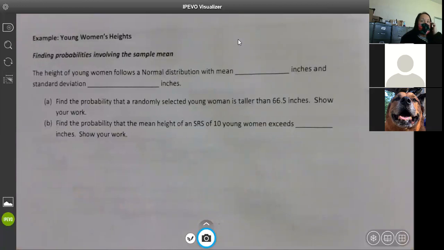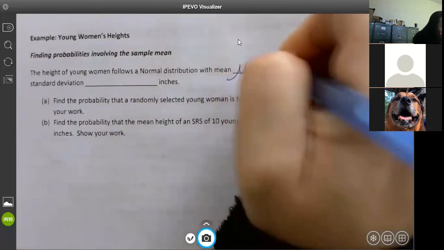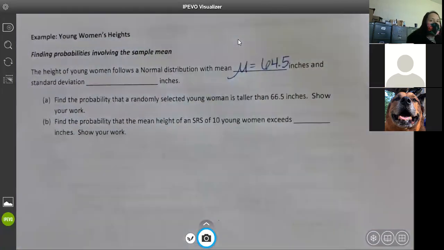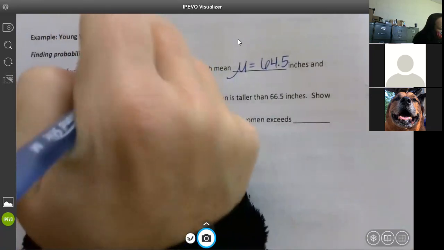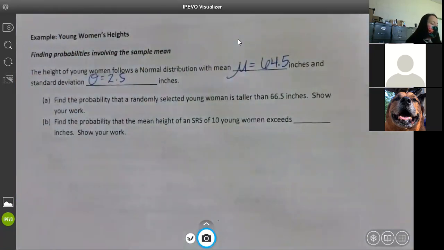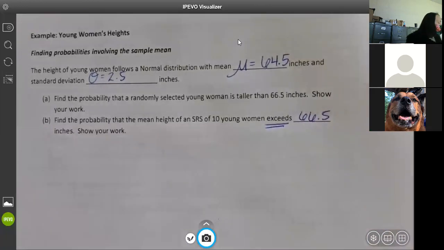The height of young women follows a normal distribution with mu equal to 64.5 and a standard deviation of 2.5. Find the probability that a randomly selected young woman is taller than 66.5 inches and show your work. And then part B, we're going to find the probability that the mean height of an SRS of 10 young women exceeds, make sure you read that, exceeds 66.5 inches and show your work. Okay.